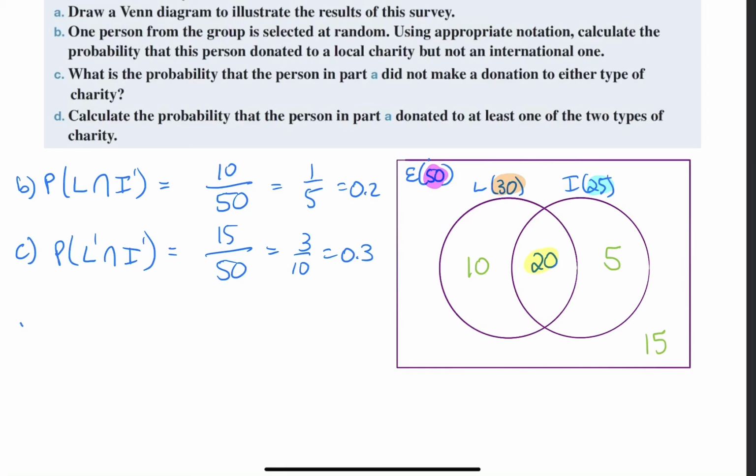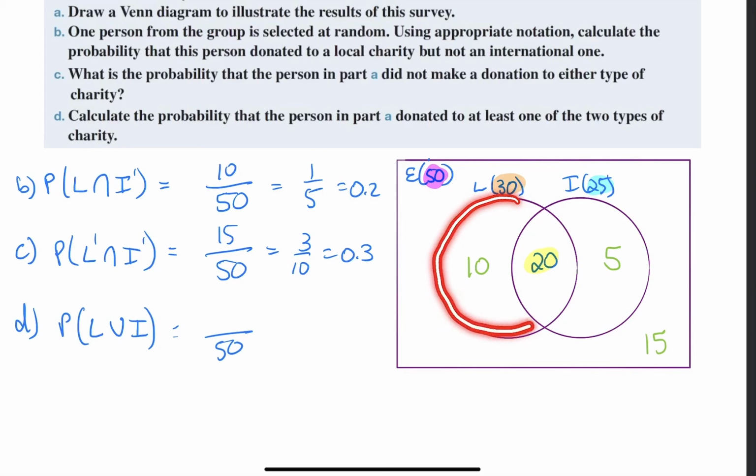For question number D, they say calculate the probability that the person in part A, which is still all of them, so it's going to be out of 50, donated at least to one of the two types. So at least to one of the two types is everybody that has given. So that's a probability of L or I. So that is everything that we see.